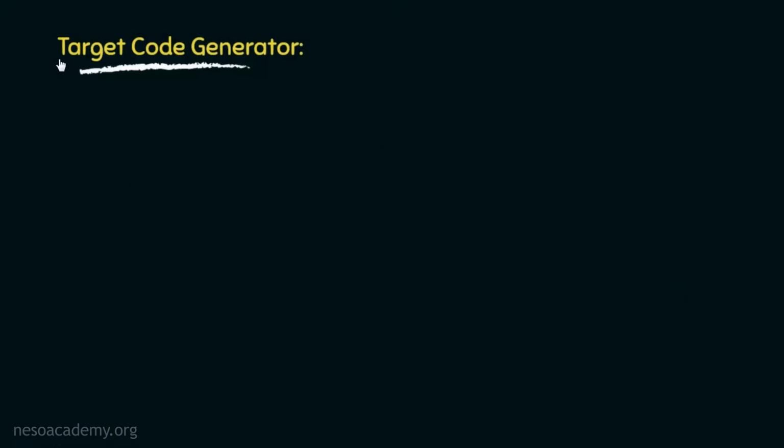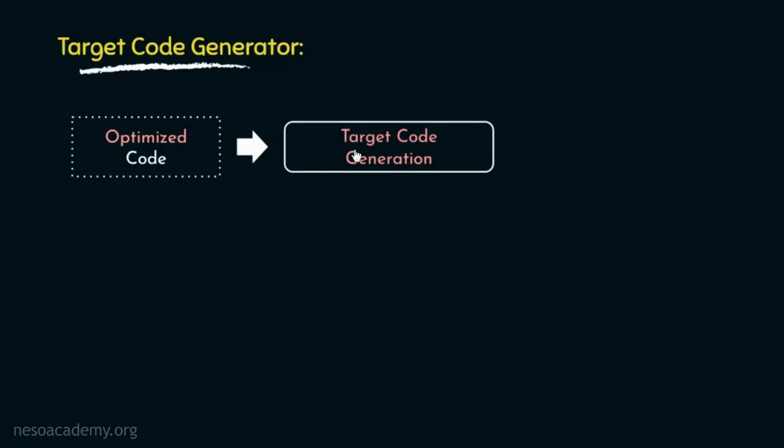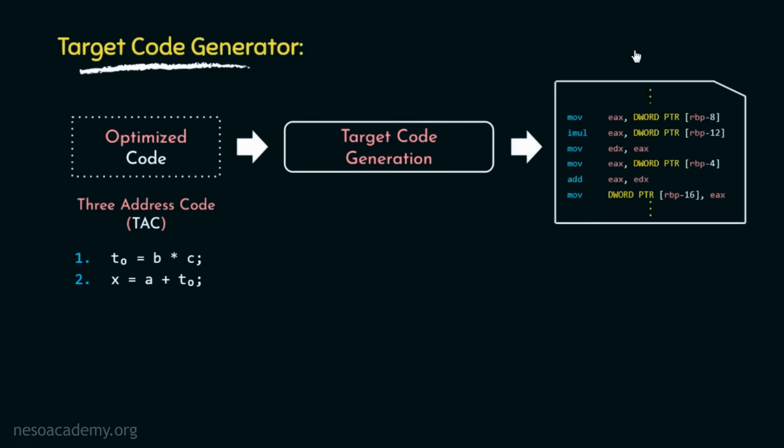Next up is the target code generator. So the optimized code is given to the target code generation phase, which happens to be the last phase of the compiler. Now, taking this optimized code, the target code generator will finally produce this assembly code segment. Allow me to walk you through this code segment.